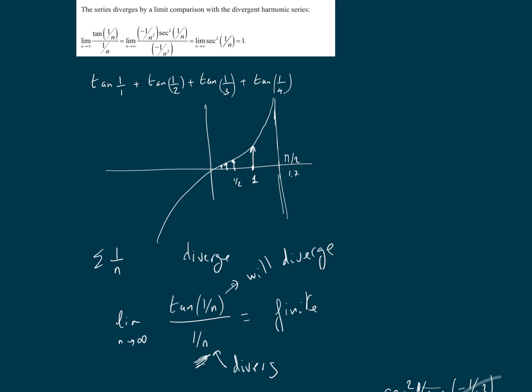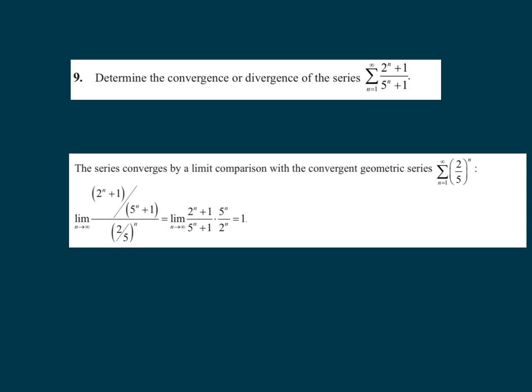Oh, interesting. So another problem, and the next problem is to determine the convergence or divergence of this series, 2 to the n plus 1 over 5 to the n plus 1, and I see here 2 to the n over 5 to the n. I see a geometric series with r equal to 2/5. So I see a convergent series. 2/5 is less than 1, is the r. So I will compare this series with the geometric series 2 to the n over 5 to the n.